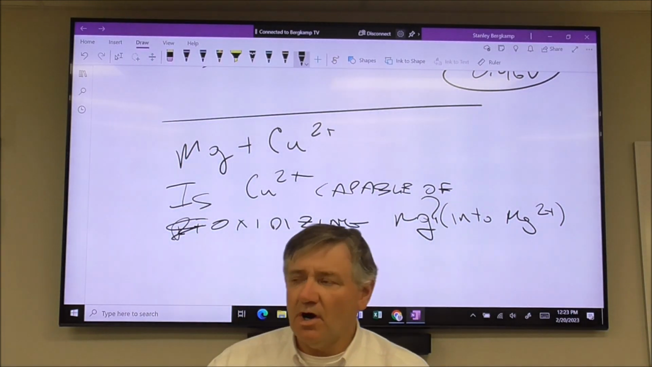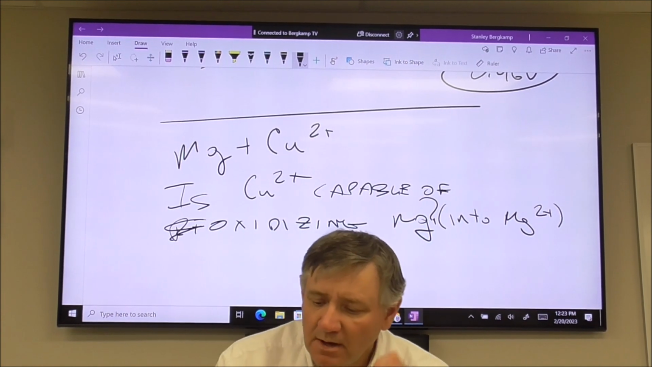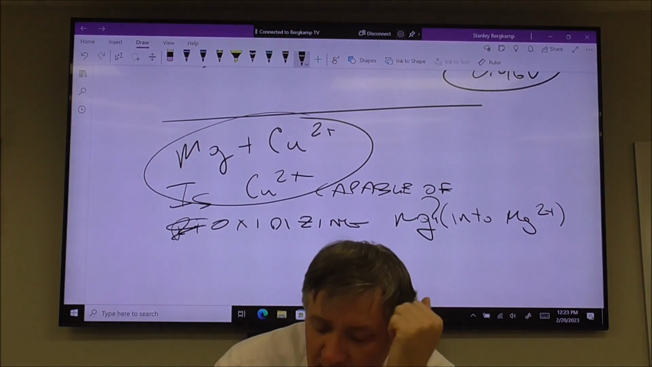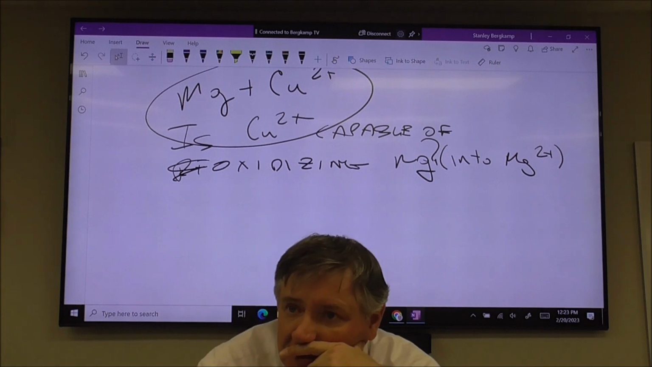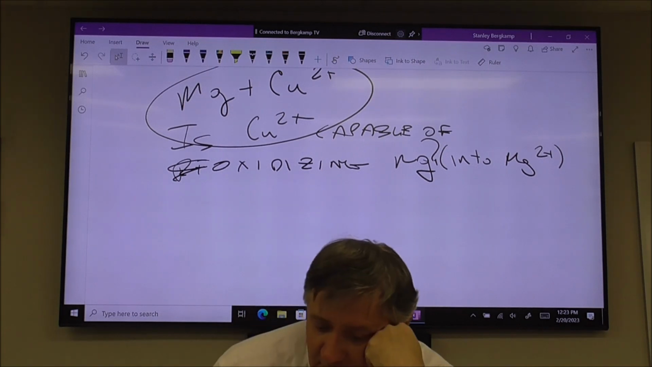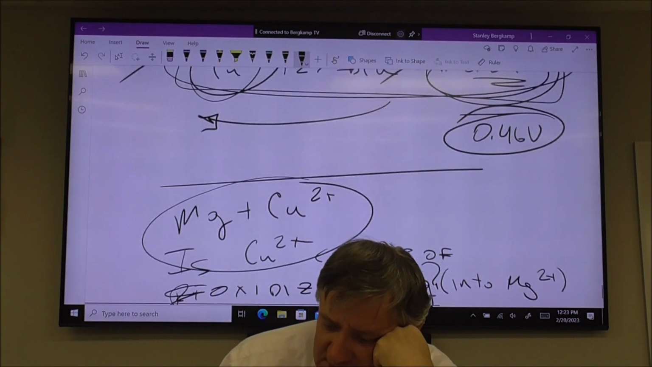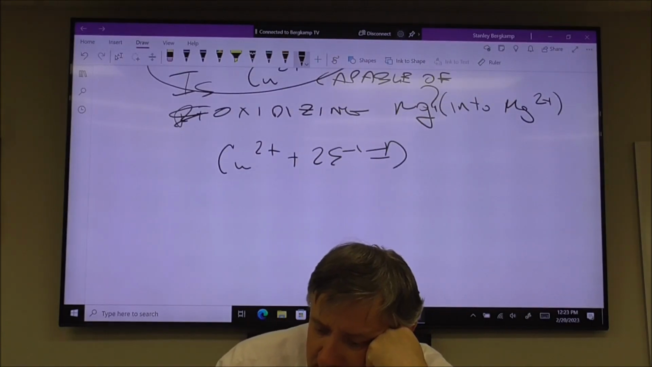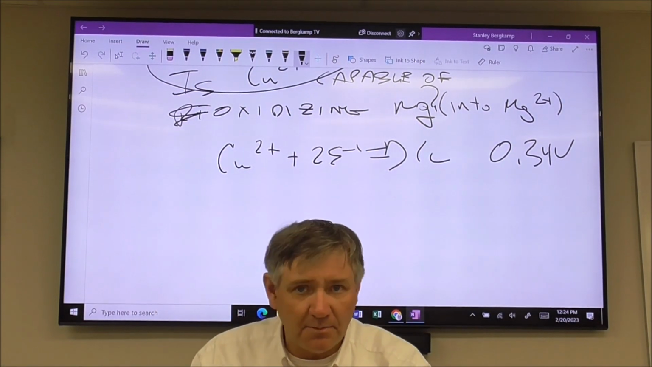You just have to know what that's going to end up with. What's that going to look like if this happens? So you play the over-under game. Where's the copper ions in relation to the magnesium? Way above it, right? So Cu2+ plus 2 electrons in this case is going to stay like that, 0.34 volts. That's going to stay that way because I have copper ions.